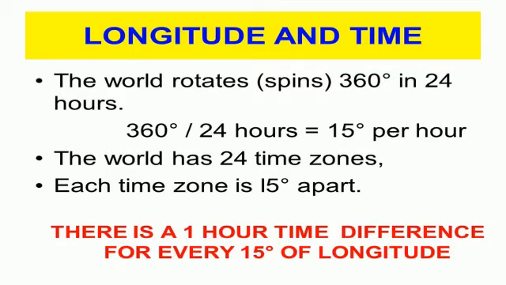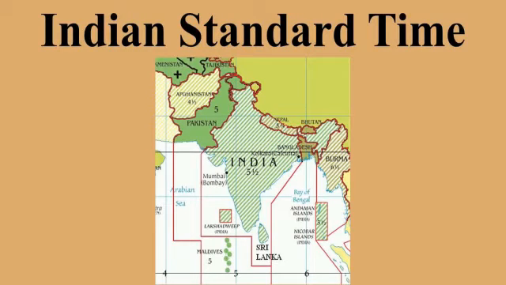The world has 24 time zones. Each time zone is 15° apart, meaning the difference between each time zone is 15° of longitude, or there is a 1 hour time difference for every 15° of longitude. So students, the middle longitude of each time zone is taken as the standard meridian and the local time on that meridian is generally followed all over the time zone as the standard time, and the time followed all over India is called the Indian Standard Time.